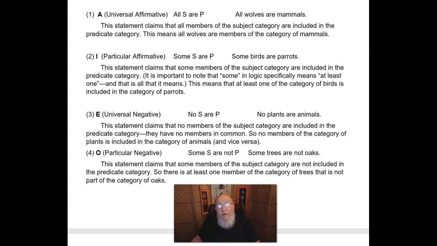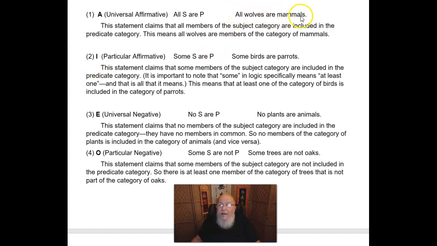Now, each of our 4 types of propositions has both a quantity, it's going to be universal or particular, and a quality, it's going to be affirmative or negative. In terms of quantity, universal propositions, or A and E propositions, refer to every member of the subject category, while particular propositions, I or O propositions, refer to at least one member of the subject category. So quality then refers to what we call category inclusion, either affirming or denying that one category is wholly or partially included in another. So consider the following with me.